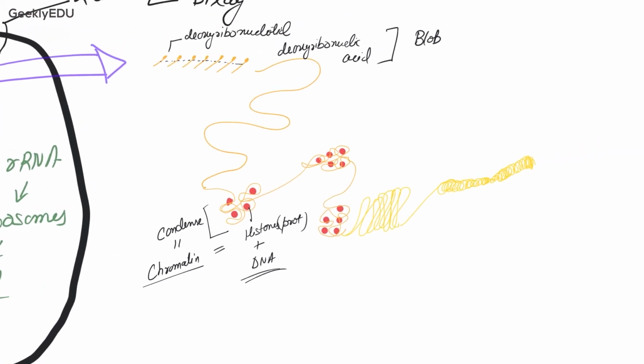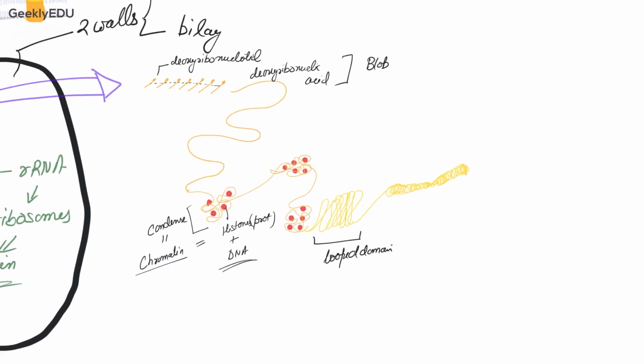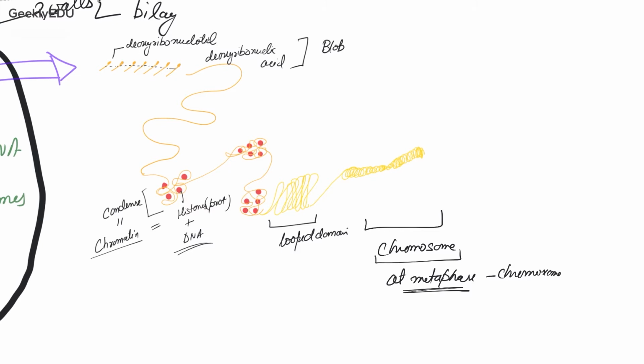Now, they are further condensed to form looped domains. They form loops and super loops, right? So looped domains, and that further condenses while the cell is dividing to form a structure called a chromosome. Now, this chromosome is visible, but you can only find it at the metaphase of the cell. Now, what is metaphase? Metaphase is a phase of cell division when all the chromosomes are at the center of the cell, right?